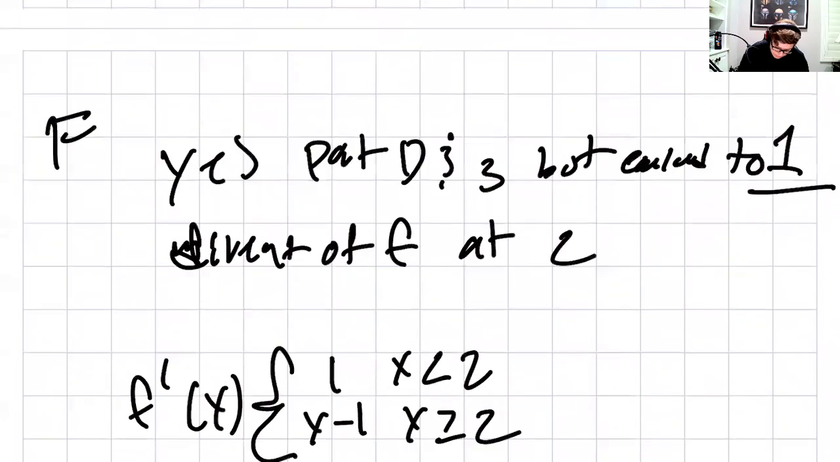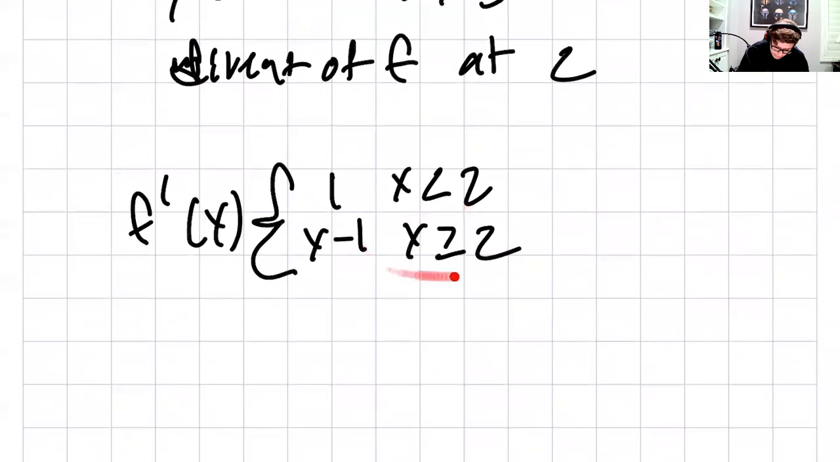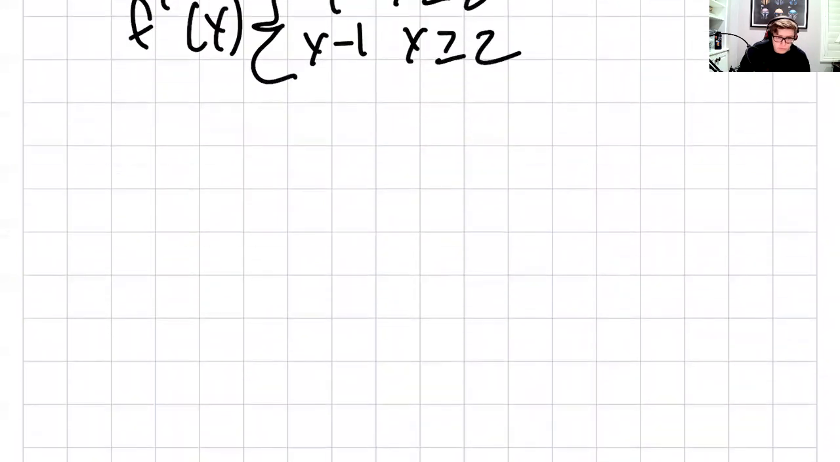So then we scroll down here. And as you come from the right-hand side, so anything greater than or equal to 2, it's going to be x minus 1. And that is it for demonstration 1.